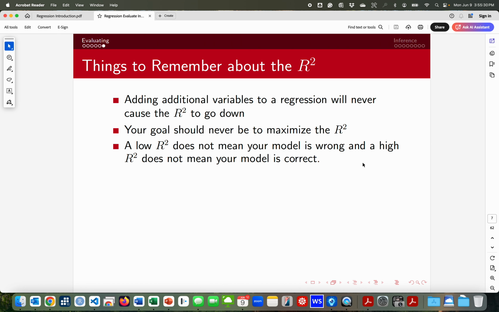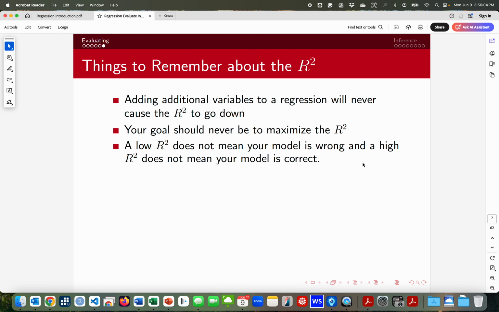A low R square does not mean your model is bad or wrong, and a high R square does not necessarily mean your model is correct. There are several cases where if you get an R square that's really close to 1, it's an indication that you've probably done something incorrect. Some relationships, so if you're thinking about some time series data and you're looking at a stock price, not the returns, but a stock price over time, it's very, very easy to get an R square that's close to 1.